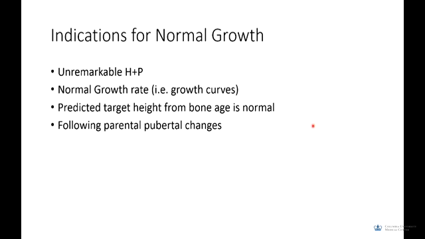Okay. Indications for normal growth. They're listed here. Normal H&P, you have normal growth rate, predicted target height is normal when you get a hand x-ray, and they match the parents. So if the parent started puberty late and the boy or girl is just not really growing much, you can probably say that that's going to be normal for them.